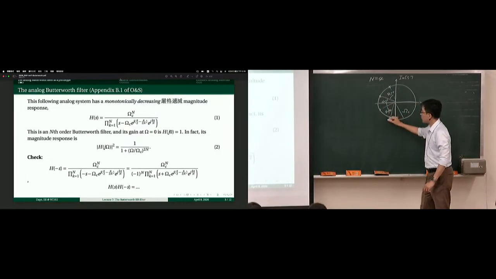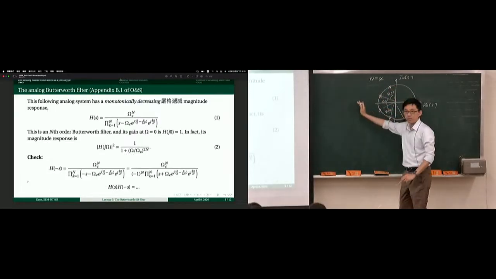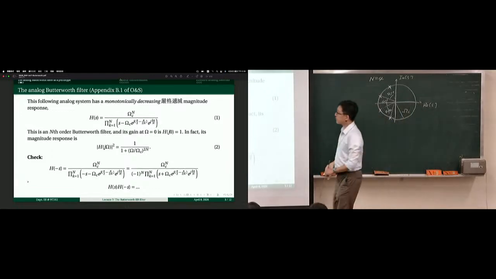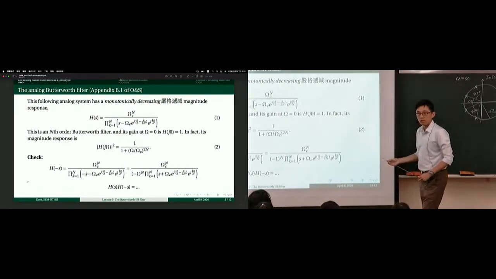When n equals 4, this expression creates 4 poles equally spaced on the left half plane of S, on the S plane. Is that clear? So that's pretty straightforward, and there is a constant on top. So far so good.